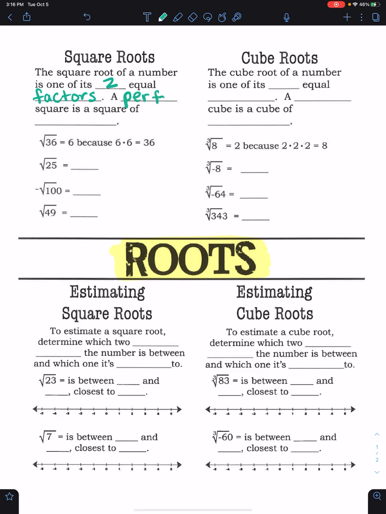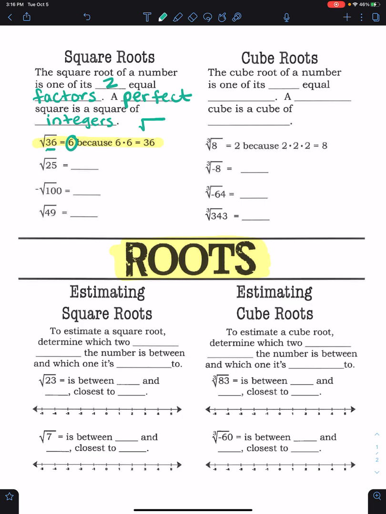A perfect square is a square of integers. Okay, so all of that is a difficult way of saying something that's actually kind of easy. If you look at this example right here, the square root of 36 is 6 because 6 times 6 is 36. So we're looking for that number that when I multiply it times itself, I get the thing that's underneath this square root symbol.